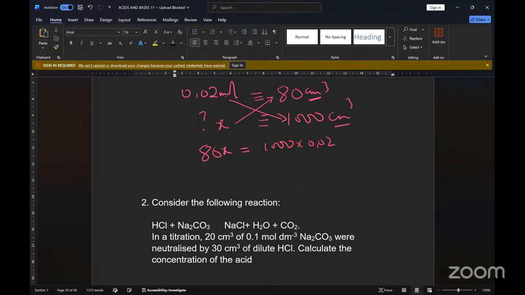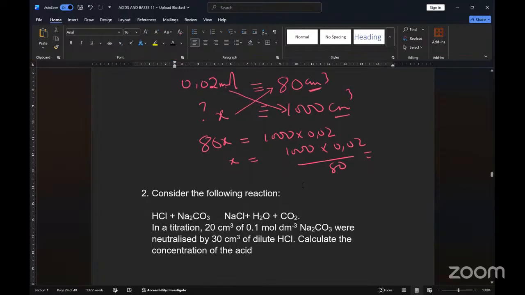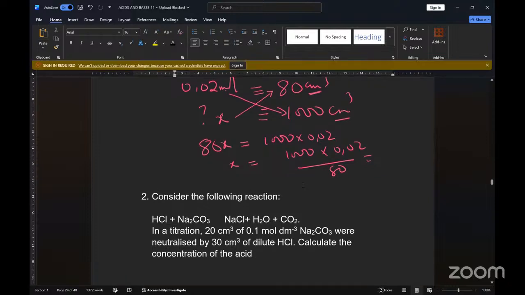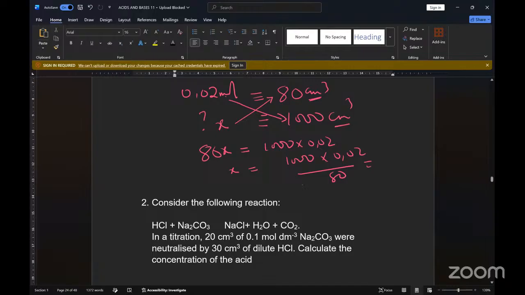So the value of x is going to be 1,000 times 0.02 divided by 80. So 0.02 times 1,000 gives you 20, divided by 80, and then your answer is 0.25. Let me put it here.